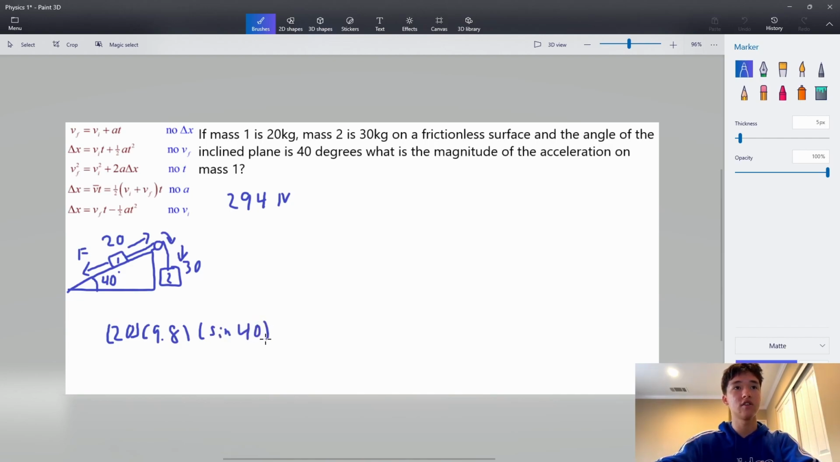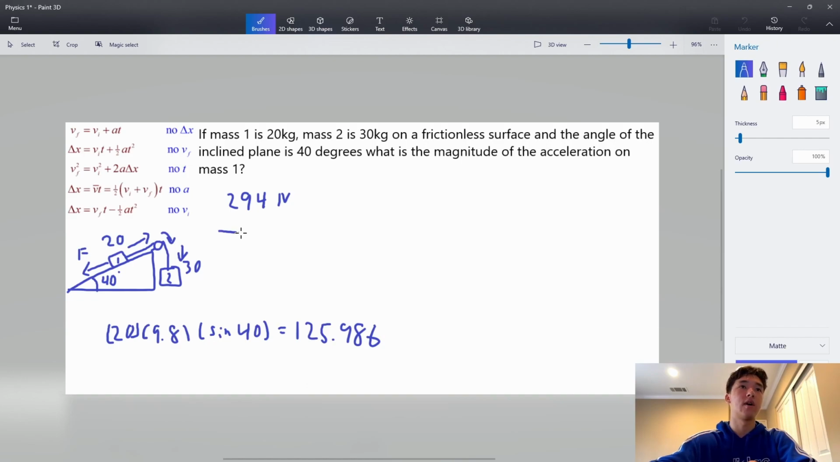If you're doing this and you're getting a different answer, this answer should equal 125.986. If you're not getting that, you might have your 40 in radians and you want to switch that into degrees. If you don't know why I'm doing mg times sine and then the angle, then you're going to watch my inclined planes video, and that will make this problem make more sense. So this is going to be the force that is going down, pulling down on mass 1.